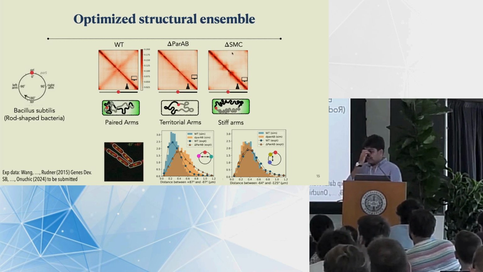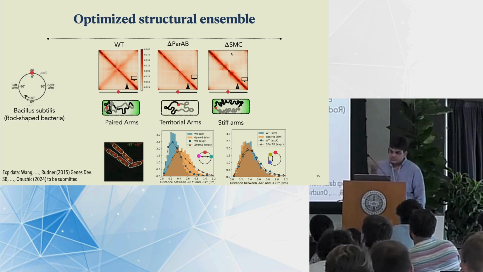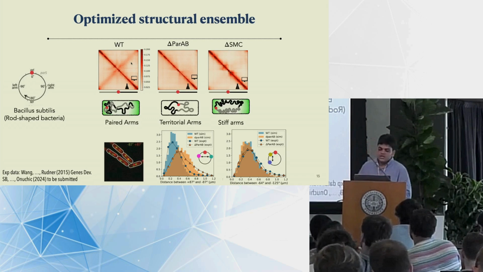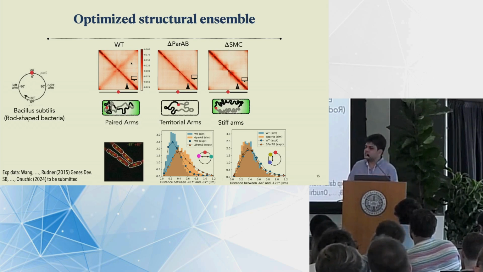Similarly, we can do it for SMC complexes, another protein. So with depleted SMC complexes, what you can see clearly is that the cross-shaped structure is gone. So what is the function of this cross-shaped structure? That's a question that we can ask.